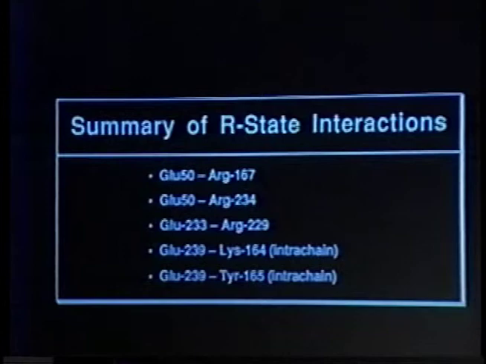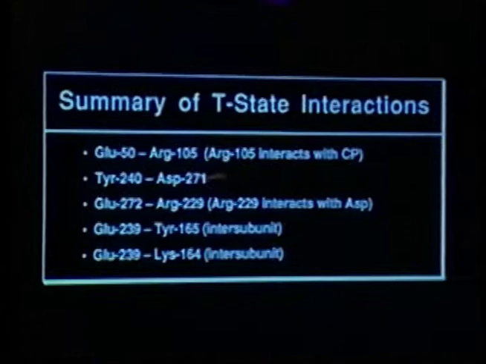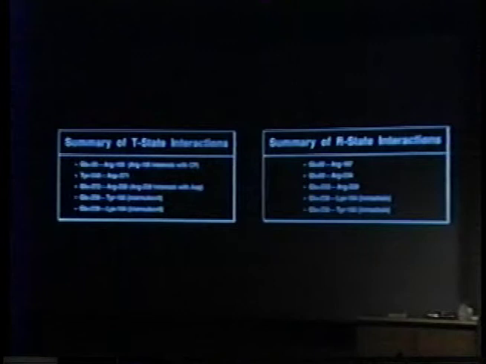That really is curious. Here is tyrosine 240 and aspartic 271, and I'll point that out. Now, I think perhaps these hydrogen bond salt links are important for the stability of the more active form, and I'll comment on them. So that's a little summary of the ones that I'll just single out.